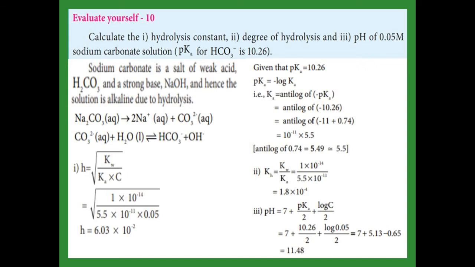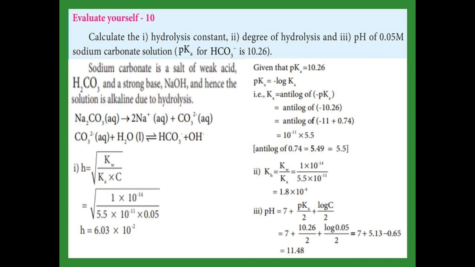Now we have to find out the Ka value. In the problem they gave the pKa value as 10.26. From that value we are going to calculate the Ka value. Please see the right hand side. What is the pKa formula? pKa is minus log Ka. Then the Ka value we get from the antilog of minus pKa. So putting in the antilog of minus pKa, we get the Ka value as 5.5 into 10 power minus 11.